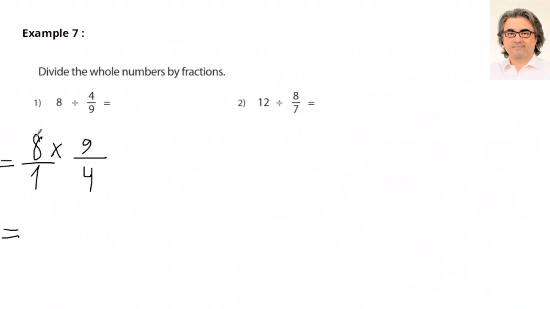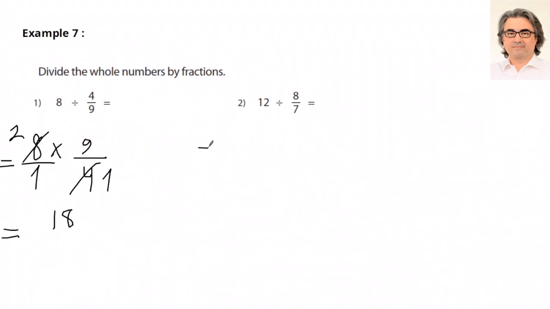Yes, between 8 and 4 there is simplification. Divide with 4. If you divide 4 with 4, you will get 1. If you divide 8 with 4, you will get 2. Then continue with multiplication operation after these cross simplifications. 2 times 9 is 18. 1 times 1 is 1. 18 over 1 is 18.